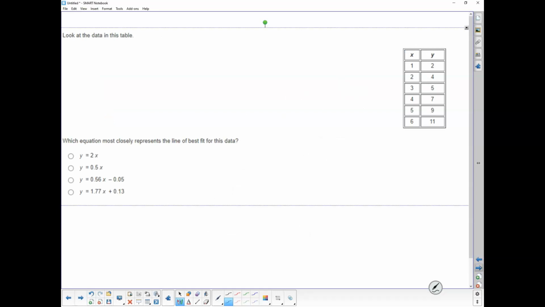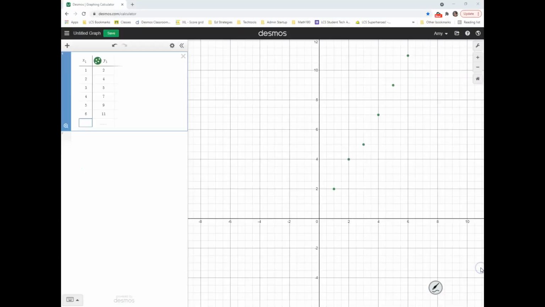Okay, so we look at the data in this table and it says which equation most closely represents the line of best fit for this data. So we can either approximate it visually, or we can figure out the line of best fit by plugging our table into Desmos. I can plot all my points in Desmos using the table tool. Okay, so I put it into a table and plot all my points. And if I were to hand draw this, it looks like that's a little off, right? So it's a little uncertain how to do it.